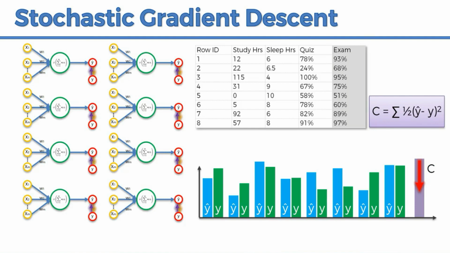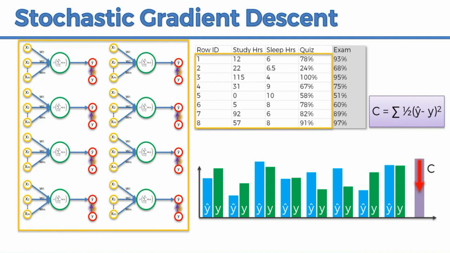So let's have a look at the two differences between the normal gradient descent that we talked about and the stochastic gradient descent. So normal gradient descent is when we take all of our rows, we plug them into our neural network. And once again, here we've got the neural network copied over several times, but the rows are being plugged into that same neural network every time.